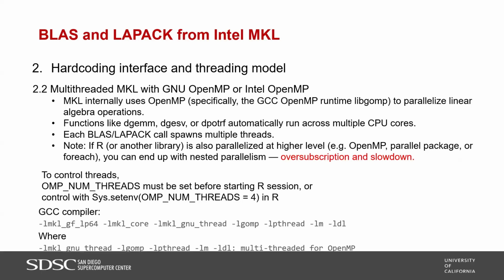But on the other hand, if you want to build MKL as multi-threaded using the GNU OpenMP, that's good too. That means some functions you use in R can run across multiple CPU cores automatically once you run those functions. And you can also have full control of how many threads you use before starting R.